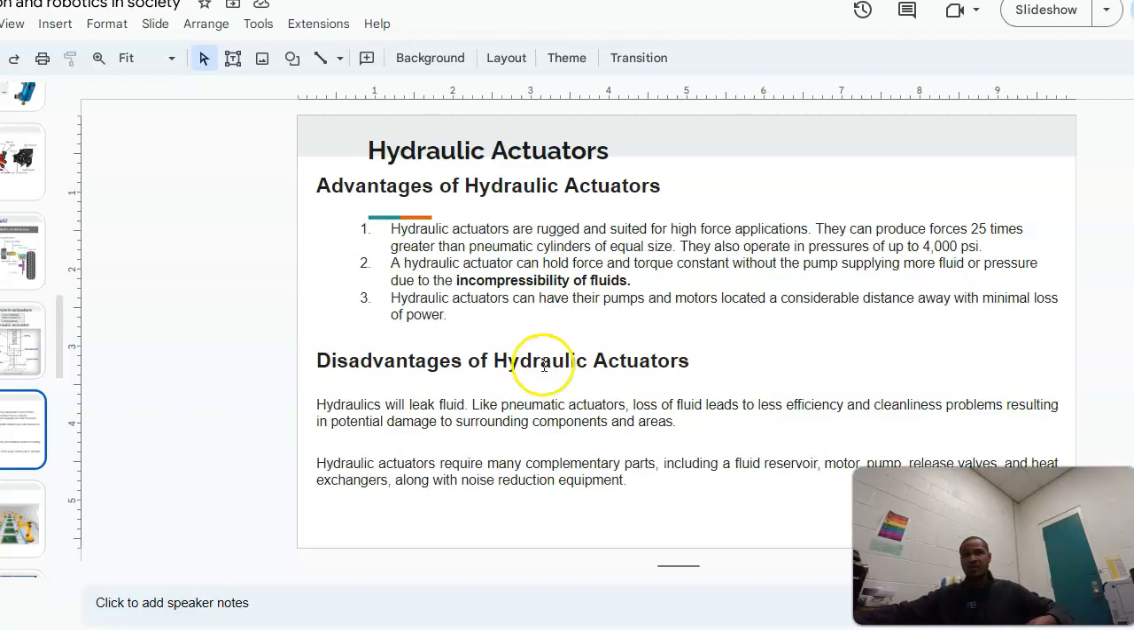Some disadvantages of hydraulic actuators: they might leak. If they leak, guess what? You're not going to have that strong push and pull. All right, the same thing with an air actuator. It could leak air, and your actuators would not be as powerful as they originally are intended to be.